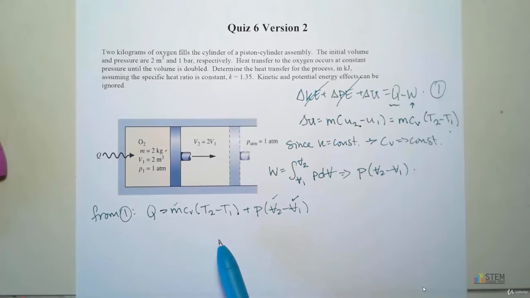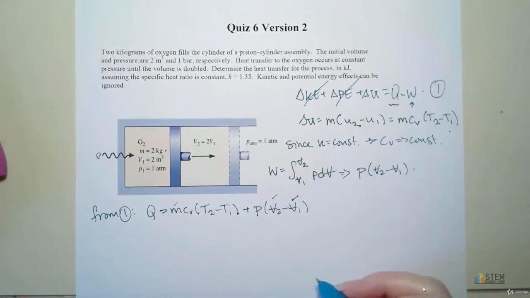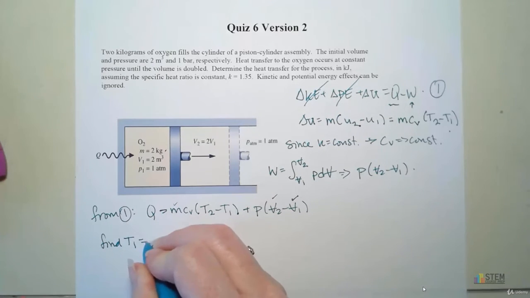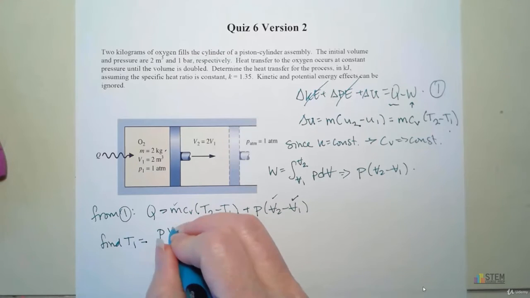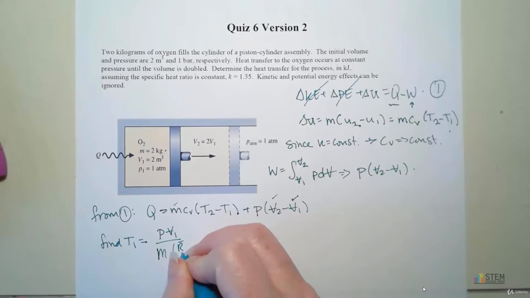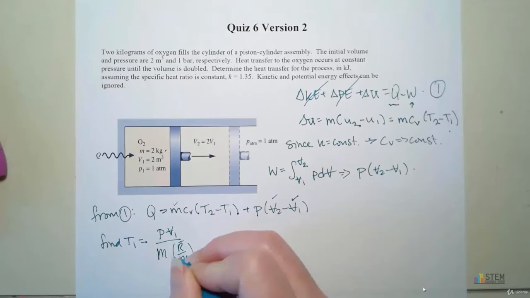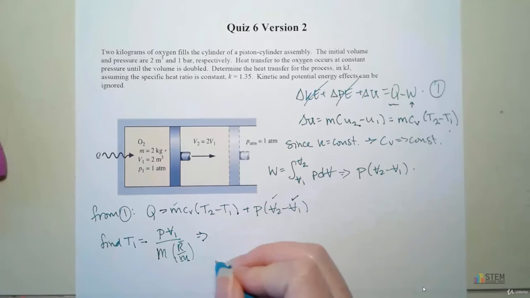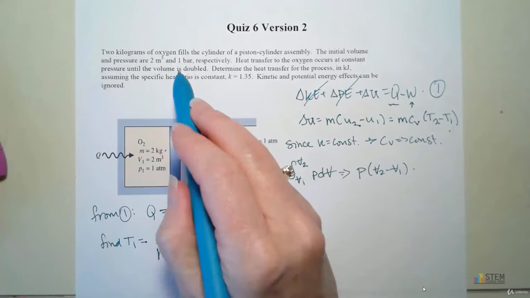Okay, so we still got a couple of things left to find here. So let's go ahead and do that. We also know pressure. Okay, so let's go ahead and find T1 first. T1 is going to be P times V1 over M times R. And remember, R is R bar over molecular weight. And this is our ideal gas equation. Okay. Now let's plug everything in. Initial pressure was given as 1 bar.